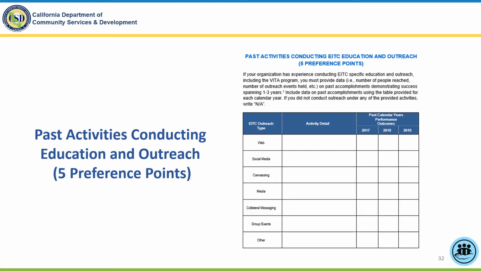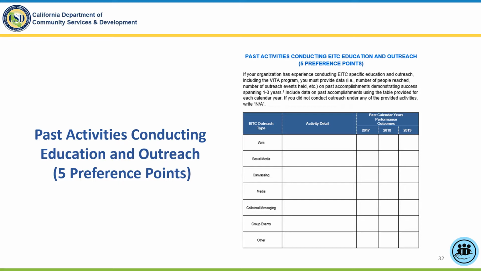Please provide a brief description of your experience providing various education and outreach activities. For example, as shown on the slide, if an applicant conducted canvassing in 2017, 2018, and 2019 for CalEITC, they would indicate the detail and individuals reached in the corresponding years.